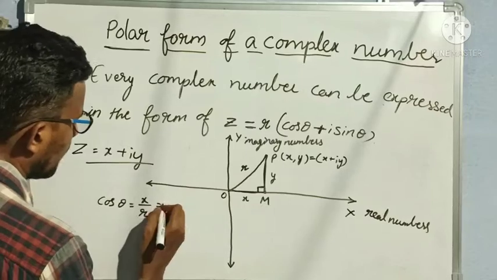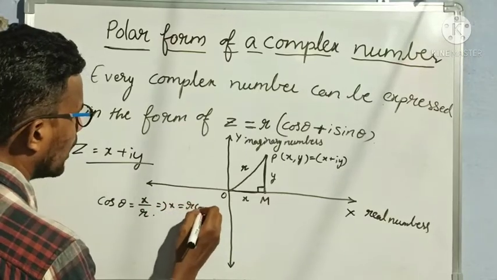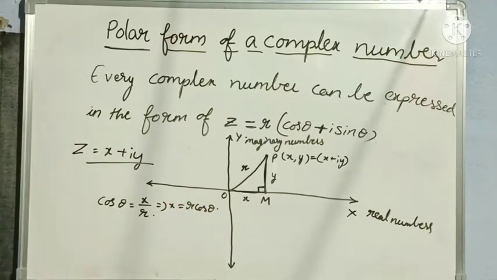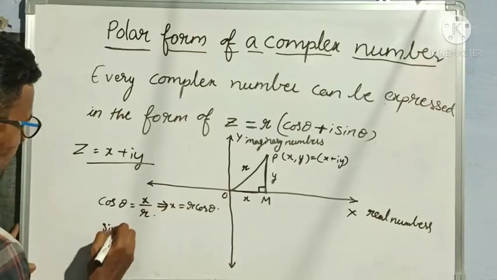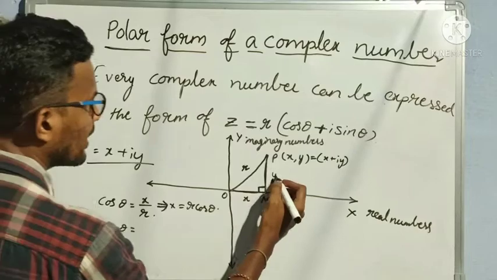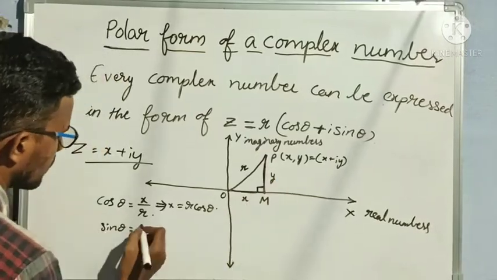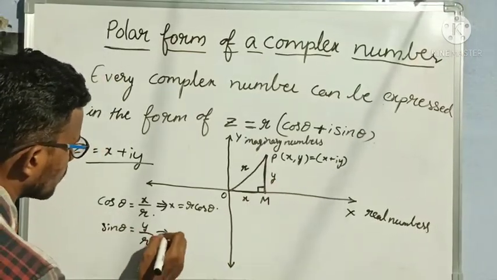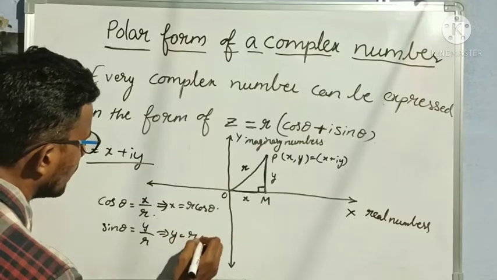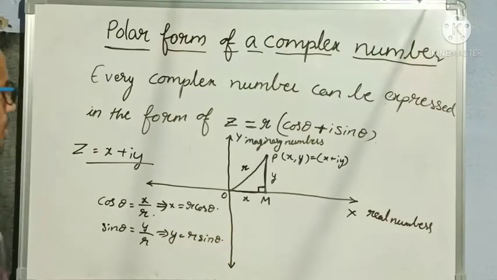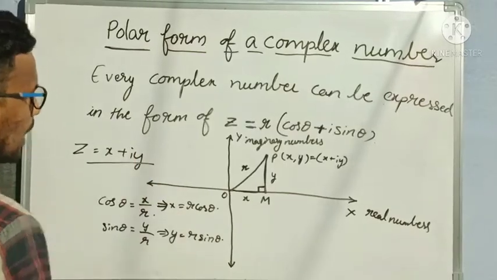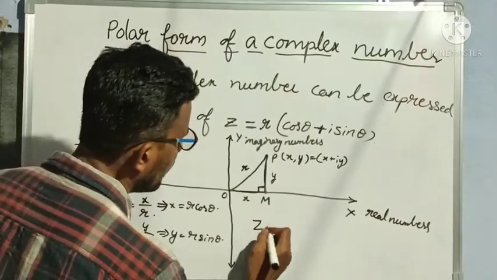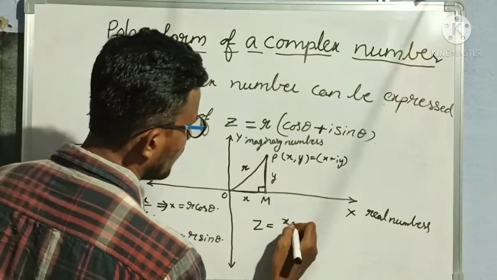So this implies x is equal to r cos theta. In the same way, if I take sin theta, sin theta is equal to opposite side by hypotenuse, that is y by r. So this implies y is equal to r sin theta. So if I substitute here in the place of x r cos theta and in the place of y r sin theta, then I will get z is equal to x plus iy.